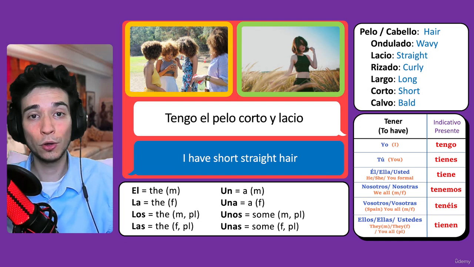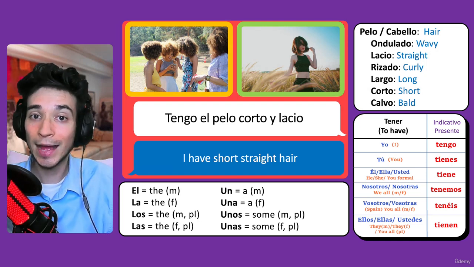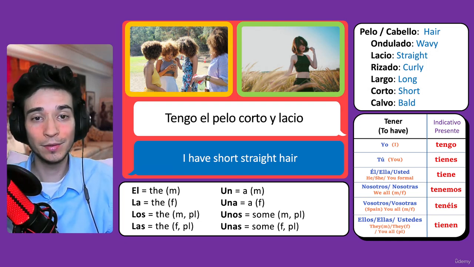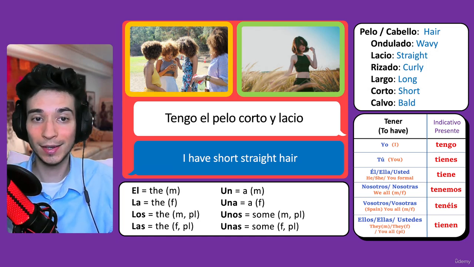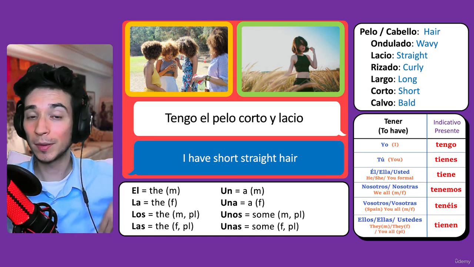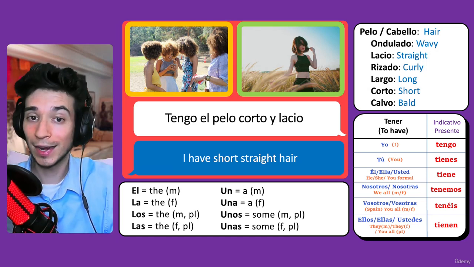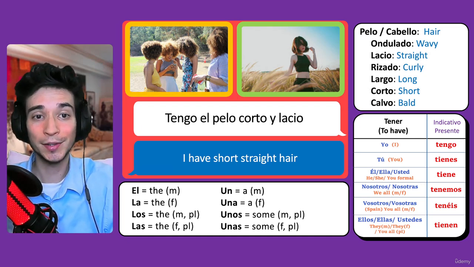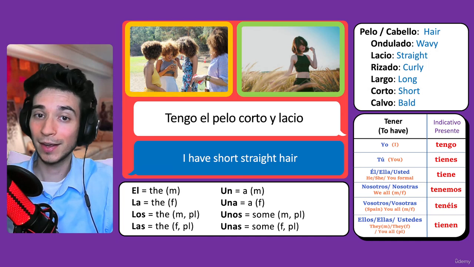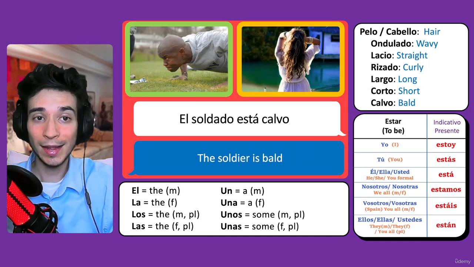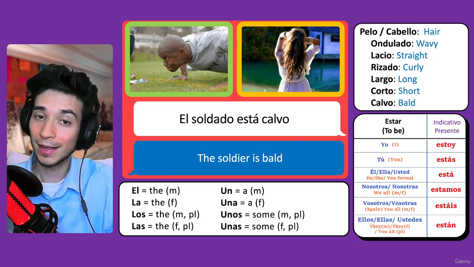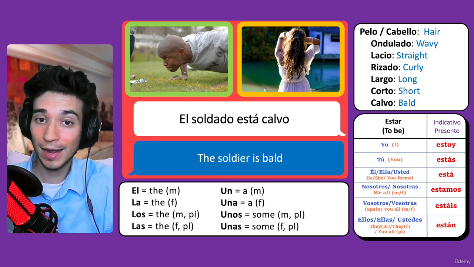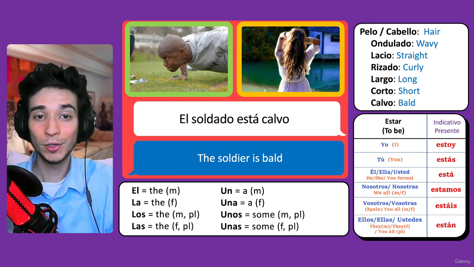Tengo el pelo corto y lacio. I have short, straight hair. Tengo el pelo corto y lacio. Pelo corto y lacio. And another example. El soldado está calvo. The soldier is bald. El soldado está calvo. The soldier is bald.